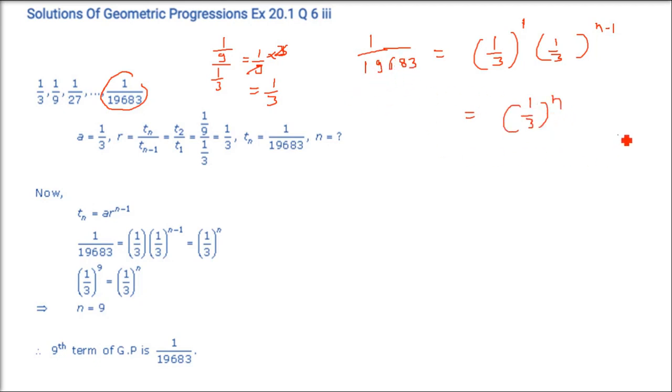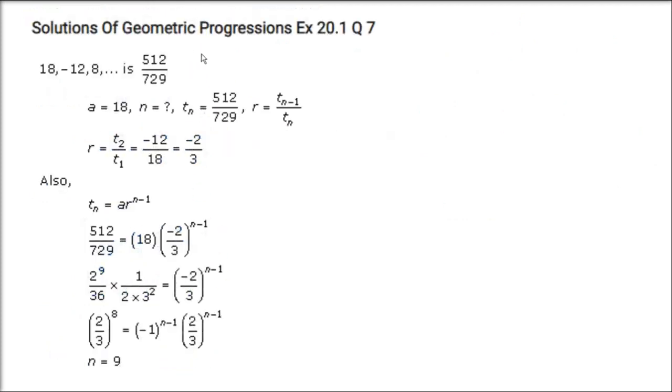Now 1 by 19683, 3 to the power 9 is 19683. Now the same thing, you have to multiply each of the terms till the time you reach 19683. So this is how we are going to do it. 1 by 3 to the power 9. So n equals 9. So the 9th term of the GP is 1 by 19683. This is the answer.